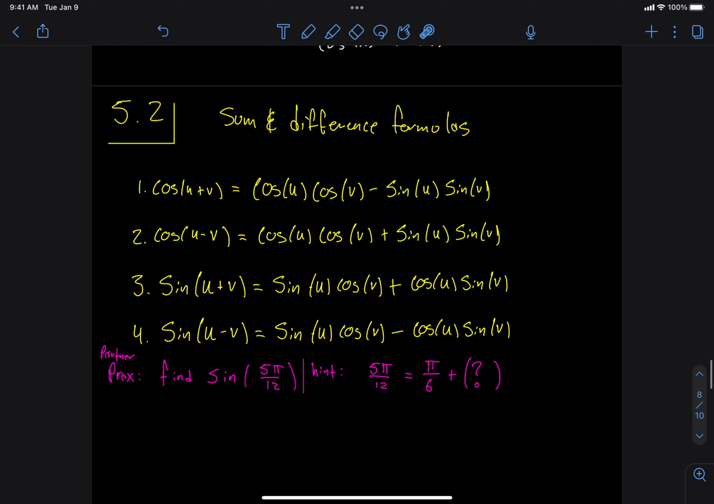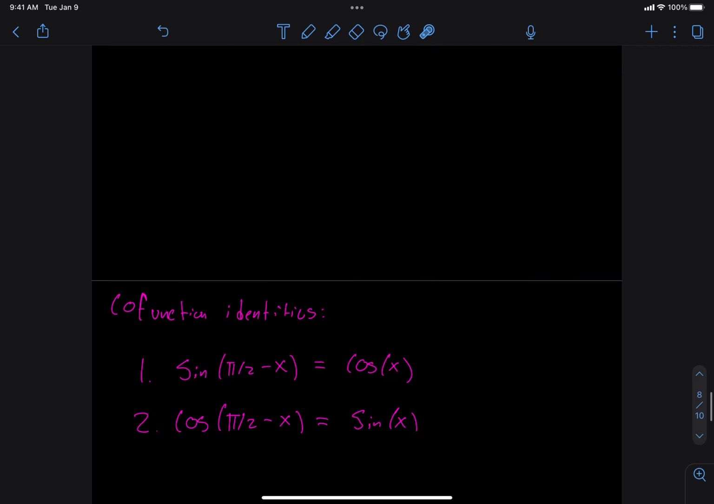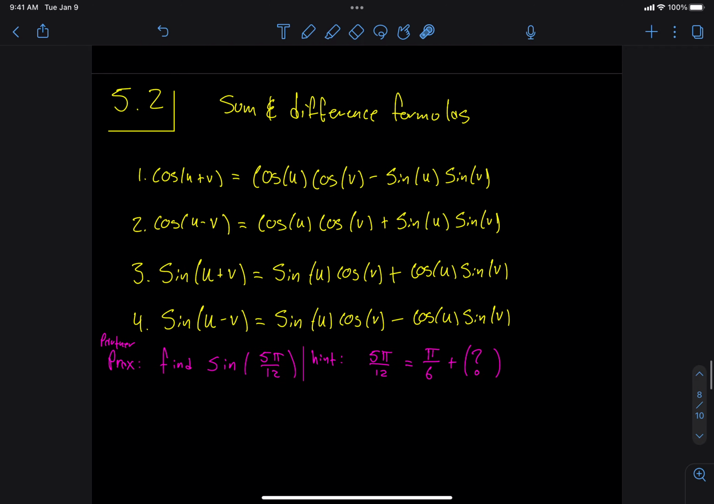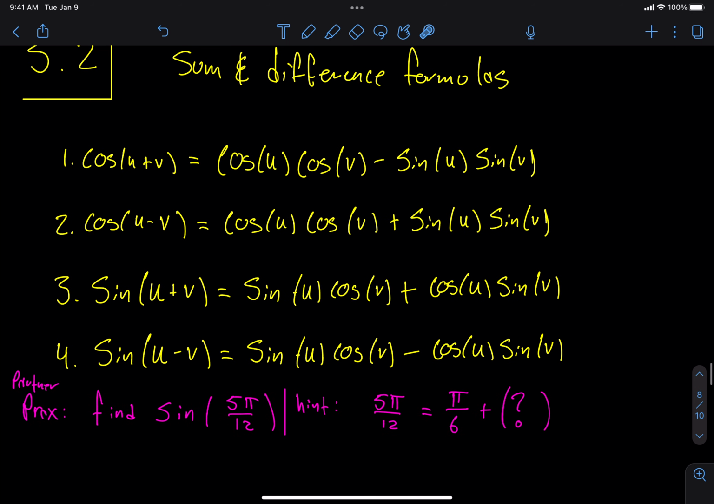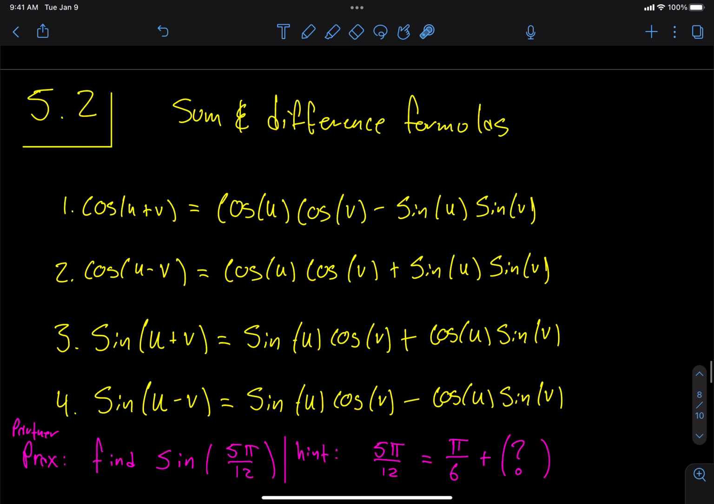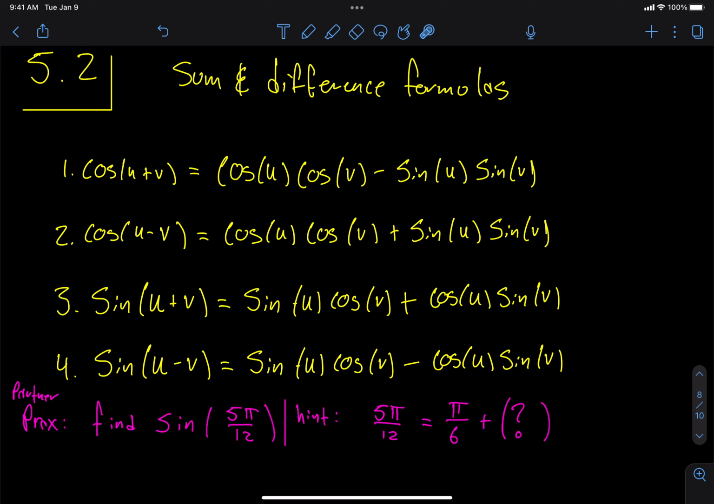So let me briefly introduce the sum and difference formulas. Okay, so new section, we're talking about some new identities, which tell us something about... which, by the way, probably don't spend all this time copying all these down. They're in the textbook. Or you can find them on the YouTube video, or I'll post my notes to Blackboard.